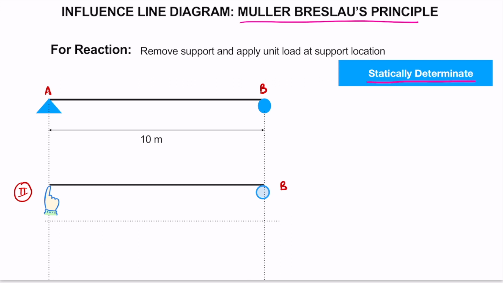The second step is to apply a unit displacement at that support. So we'll apply unit displacement. We will push this point upward by unit amount. So this will be 1. Whatever the deflected shape of the beam is will be the ILD for support reaction RA.